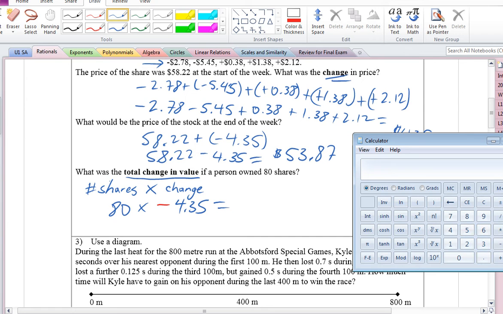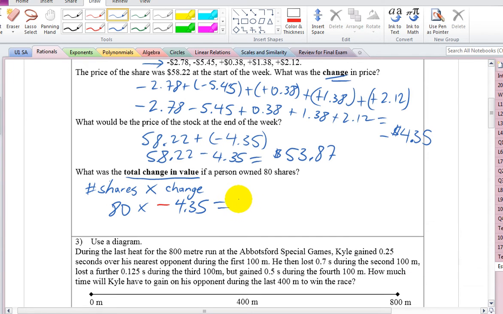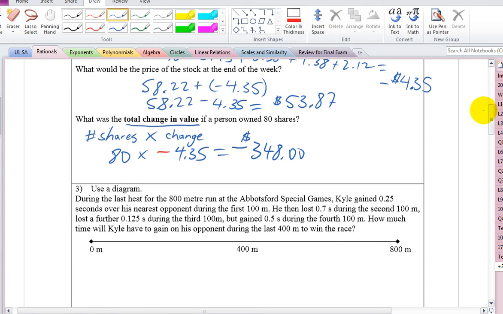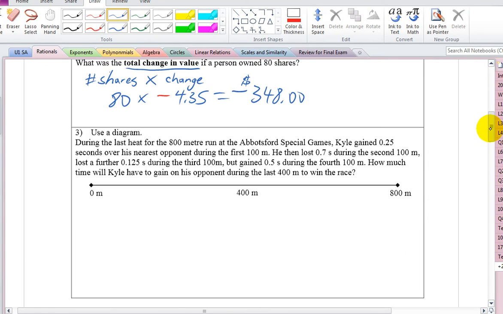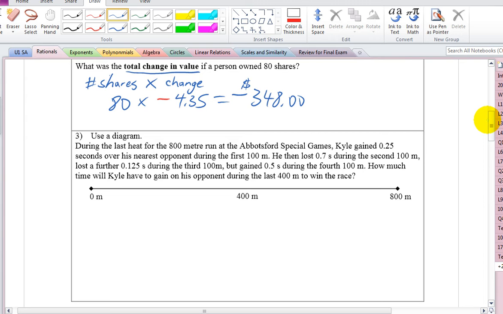Now obviously I multiply by a positive and then add my negative sign at the end. Okay. So this person lost $348 that week. Rough week. Okay. Yeah. So many get out of those shares. All right. Any questions so far? Okay, next one. Use a diagram to help you. Okay, hours for special games. Read the question, underline important stuff. Go.